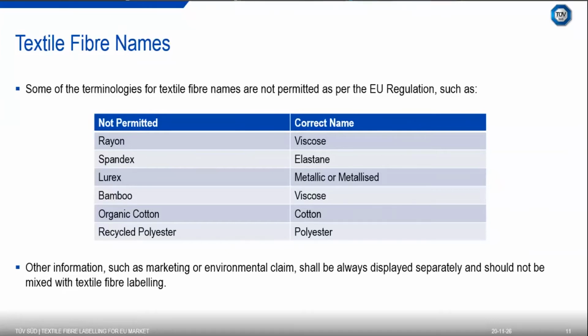But if you want to advertise a marketing claim like organic cotton or recycled polyester, you can, provided such a claim is validated, substantiated and not misleading. Such marketing claims should be dealt with separately, and should be displayed separately from the textile fiber labeling.